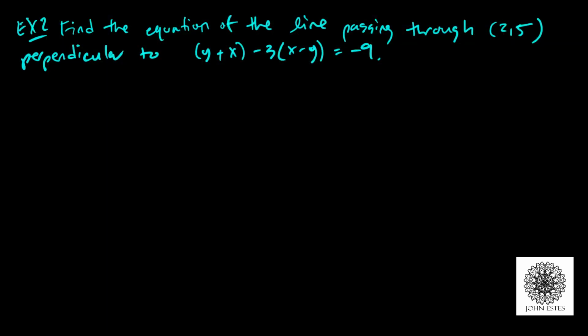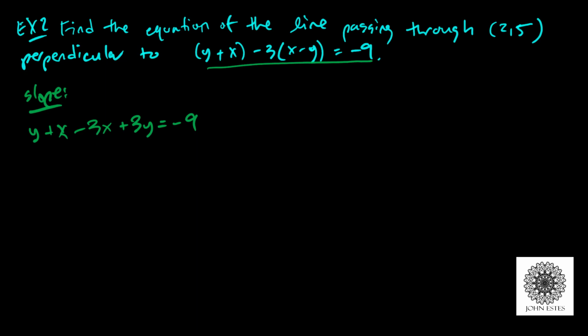Now for example 2, I want to find the equation of the line passing through the point 2, 5, perpendicular to this equation, y plus x minus 3 times x minus y equals -9. And that's kind of mean because that's not in standard form or slope-intercept form. I've got to figure out what my slope is first of that line before I can go forward. So let's figure this out. Let's just solve for y. So y plus x, then I have a negative 3x plus 3y, right? I got to distribute that negative 3, minus 9.